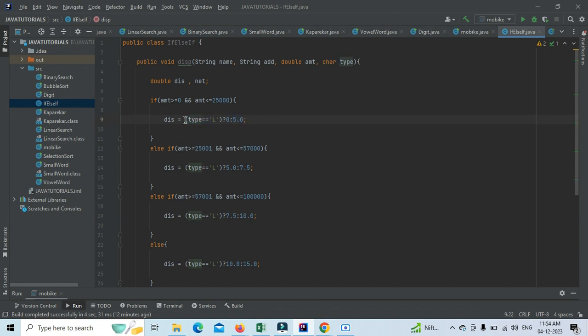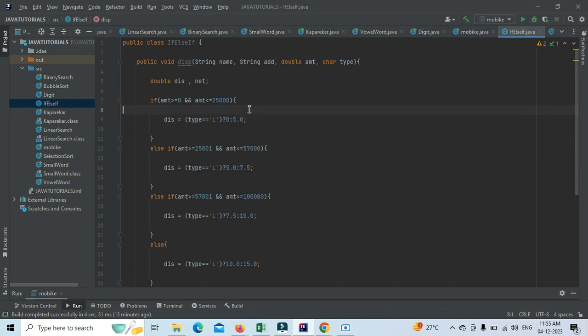So here I have used the ternary operator. If our type of purchase, that character input, is equal to L, means if it's L, then we have to set the discount as 0, and the discount for the other possibility would be 5. So the ternary operator works like this. If this condition is true, question mark means if this is true, then after the question mark this part would be executed. But if it is false, then this part after the colon would be used.